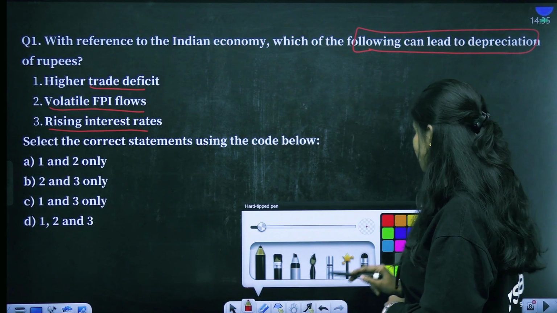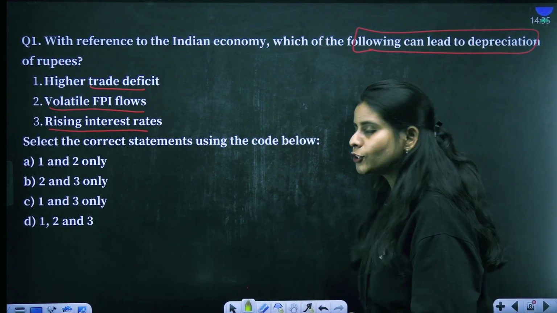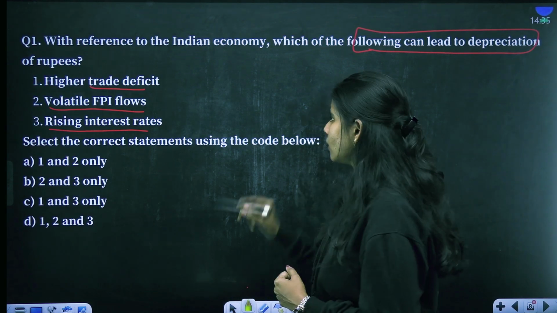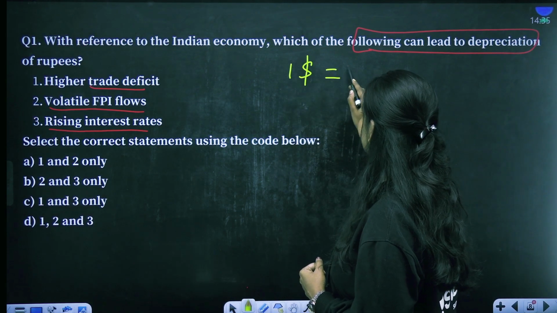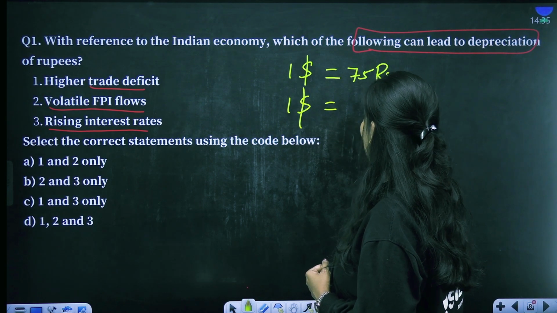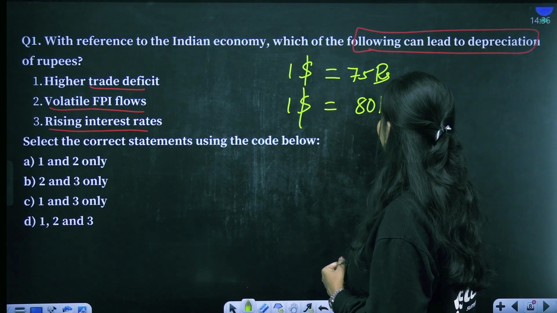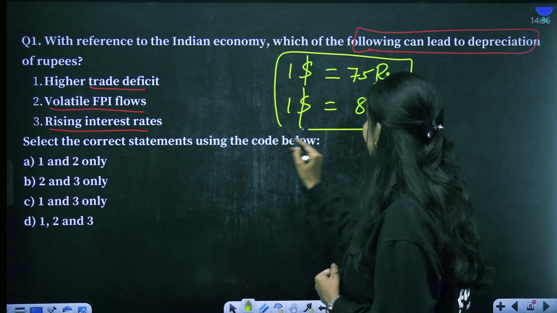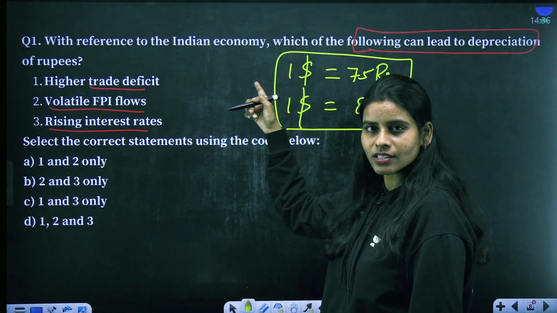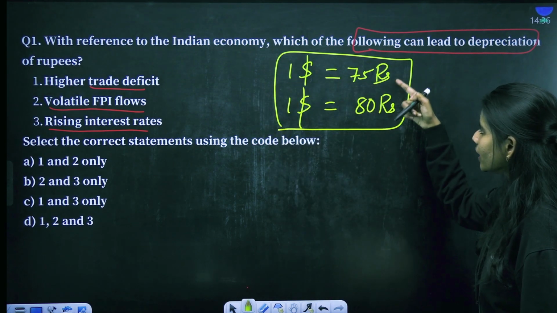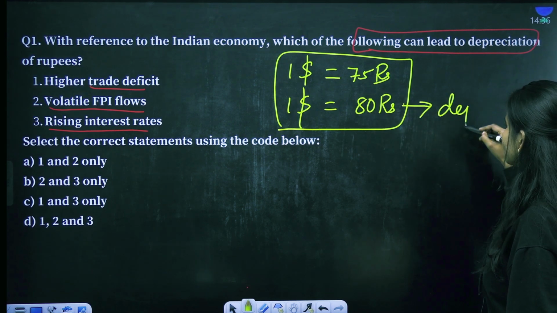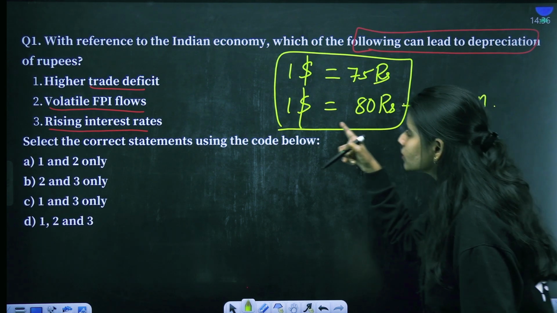So what is meant by depreciation? Decrease in value of the Indian rupee with respect to a foreign currency, say for example the dollar. To give an example, if I tell you $1 is now 80 rupees from 75 rupees, it means what? You have to spend 5 rupees extra to get $1. The value of the dollar has increased, but the value of the Indian rupee has decreased. This is called what? Depreciation. So on what condition can this happen?